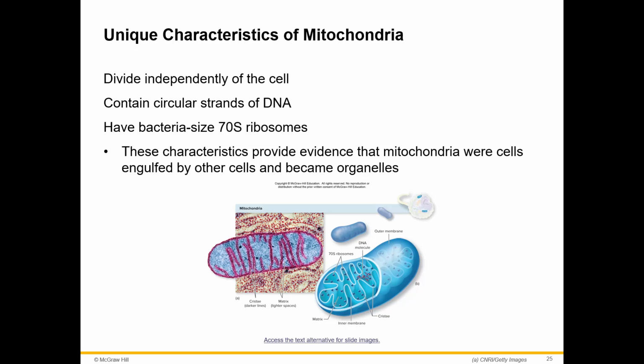As I mentioned previously, when I talked about this endosymbiont theory or endosymbiosis, I said that there were some pieces of evidence where this theory came from. So some unique characteristics of mitochondria that support the endosymbiont theory are that they divide independently of the cell, they contain circular DNA, and they have bacterial-sized 70S ribosomes, so smaller bacterial-sized ribosomes. They also have those two membranes. So I talked about the inner membrane and the outer membrane, and that's all evidence toward that endosymbiont theory.